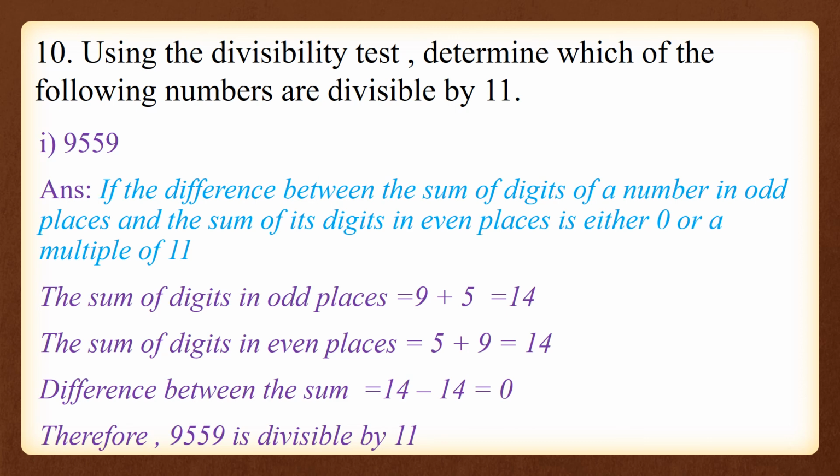So, the sum of digits in odd places is equal to, here in the odd places, the numbers are 9 and 5. So, we are going to add these two numbers. 9 plus 5 is equal to 14. The sum of digits in even places are 5 and 9. So, we are going to add these two numbers. 5 plus 9 is equal to 14. The difference between the sums is equal to 14 minus 14, which is equal to 0. Therefore, 9,559 is divisible by 11.